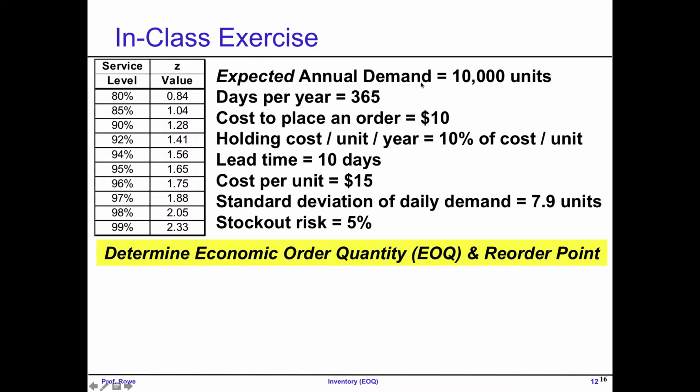So here we have our expected annual demand. Since we're now looking at expected value instead of a known and constant demand, that's our expected value, given our other values, days per year, etc. And we want to calculate the economic order quantity and reorder point. And here we see our stock out risk of 5%. So I'm going to ask you to once again pause the video and calculate the EOQ and the reorder point, and the reorder point will include the safety stock value.